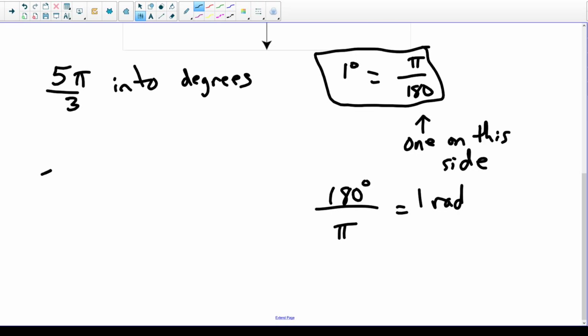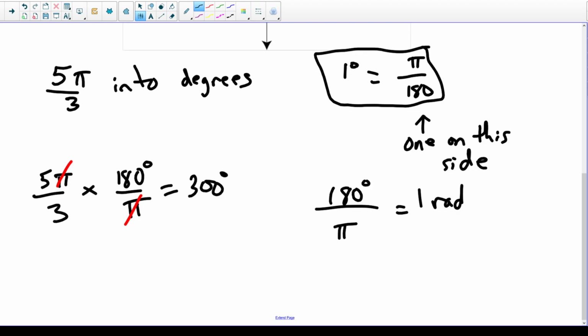If I take 5 pi over 3 now, and multiply it by 180 degrees over pi, the pi's are going to cancel out. 180 divided by 3 is 60. 60 times 5 is 300 degrees. And I've now converted a radian measure into an angle in degrees if I have to do that.